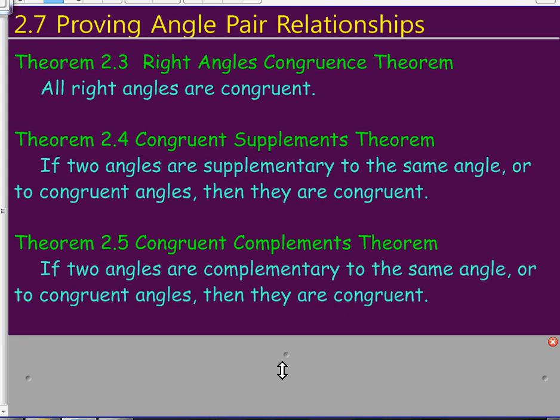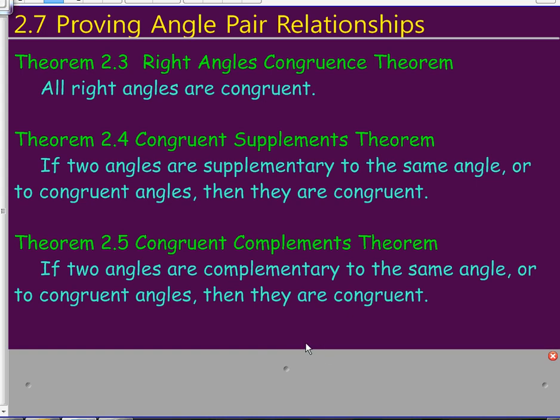All right, and then our last theorem is the congruent complements theorem, and that's Theorem 2.5. If two angles are complementary to the same angle, or to congruent angles, then they are congruent. It's the same idea as the congruent supplements theorem, it's just dealing with 90 degrees instead of 180 degrees.